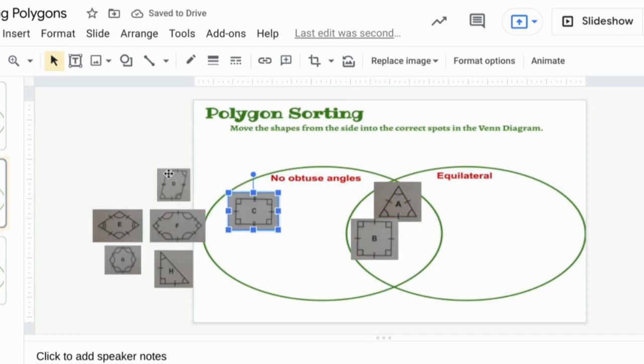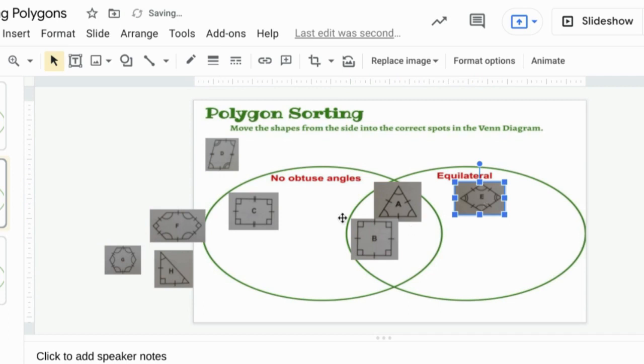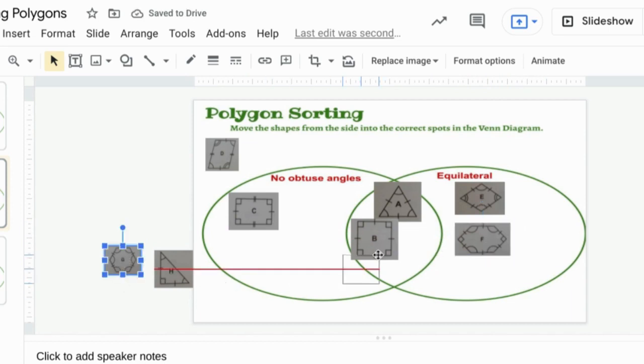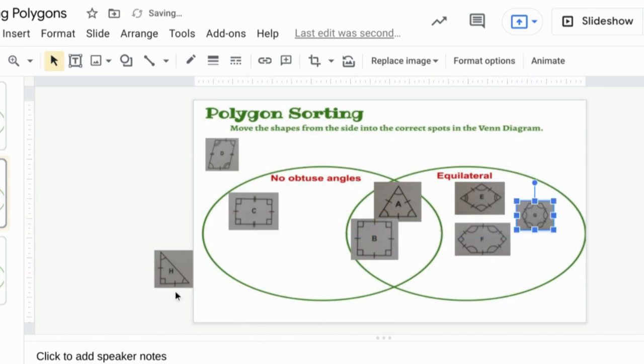D is not equilateral, two different side lengths, and there are obtuse angles, so it doesn't fit in either of those. E, it is equilateral. All the sides are the same length, but it does have obtuse angles, so it can't fit in the no obtuse angles, so it's going to be there. F is equilateral again. All the sides are the same length, and it does have obtuse angles, so it's going to be over here. Same thing with G. It is equilateral. It has obtuse angles. And H is not equilateral, and it has no obtuse angles, so it will be there.